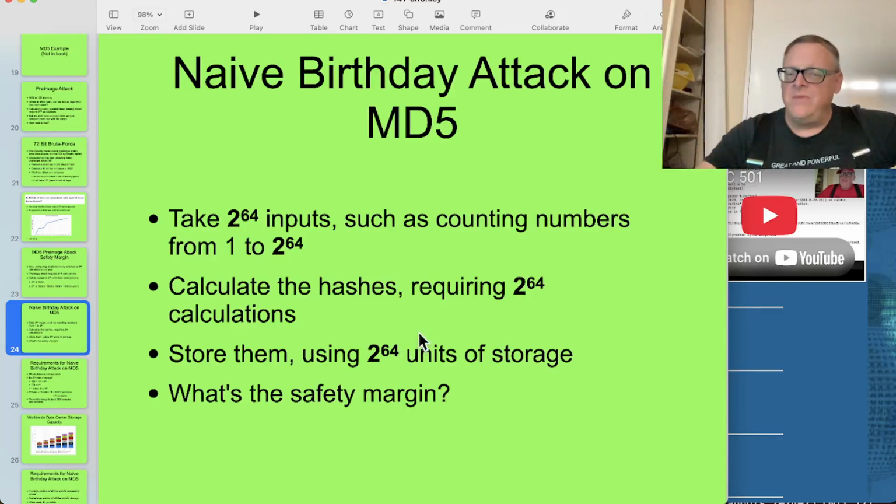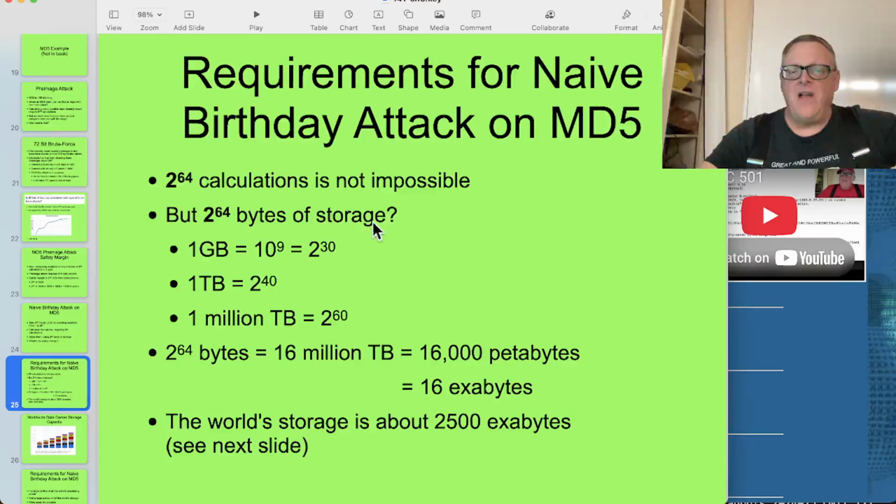So the naive birthday attack: if you take 2 to the 64 inputs, calculate those hashes, and store them using 2 to the 64 units of storage, is that possible? It is possible. 2 to the 64 calculations is not impossible. 2 to the 64 bytes of storage is 16 million terabytes, that's 16 exabytes, and the entire world's storage is 2,500 exabytes. So if you got a large portion of the entire resources of the planet to do it, you could probably do a naive birthday attack and find a collision in MD5 this way.